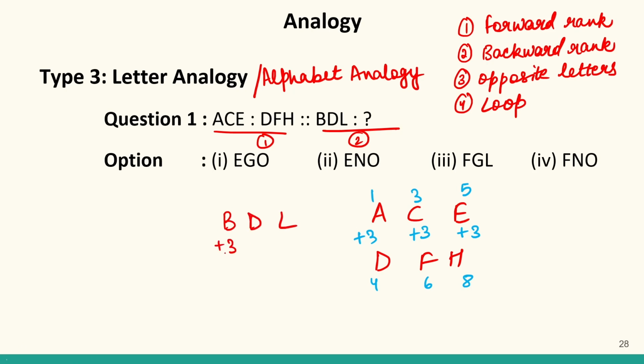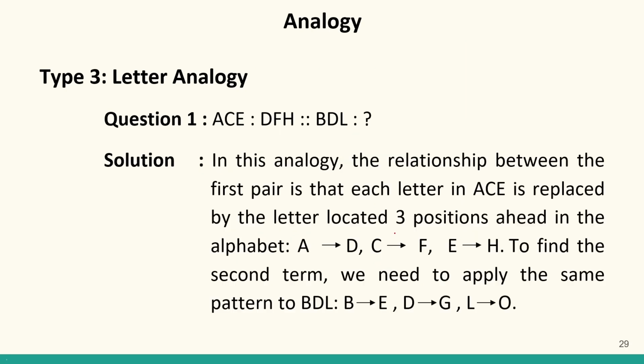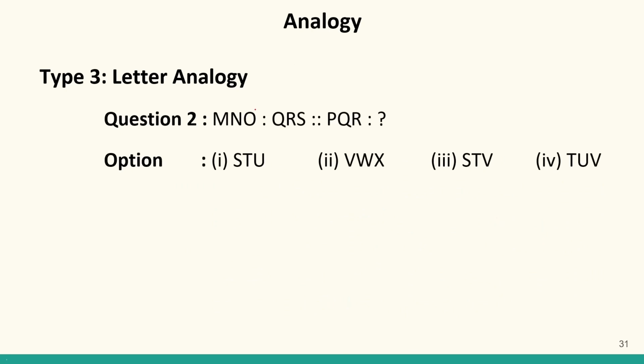BDL. If I move 3 positions forward from B, I'll get E. If I move 3 positions forward from D, I'll get G. And if I move 3 positions forward from L, I'll get O. So my answer will be option number 1, EGO. That is your correct answer. So here you can see we are moving 3 positions ahead. Now similarly, let us find for MNO, QRS and PQR.